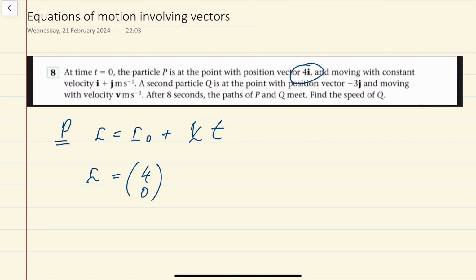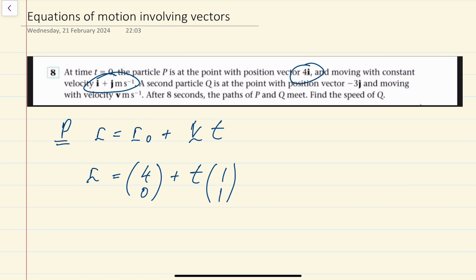So 4, 0. Instead of 4i, just do 4, 0 plus, and then we'll put our t first, t times, and then the velocity is i plus j. So that's 1, 1. So what this means is 1i plus 1j. Okay, so that's the position vector of P.